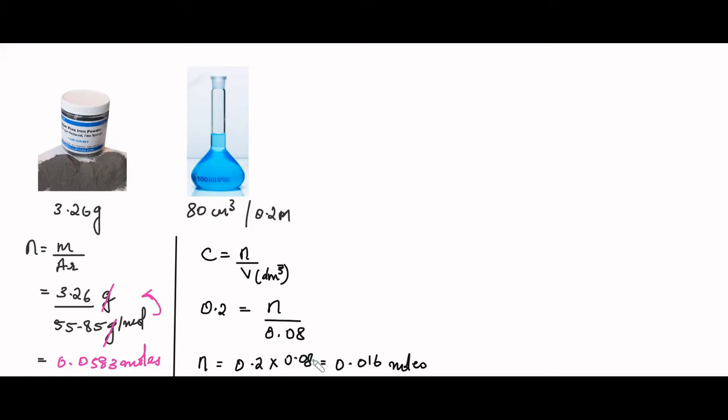Our next task is to find out which is the limiting reagent. In order to find that, let's take the ratio between these two. Let's take it like this: iron is to copper sulfate. For this calculation, we need the balanced chemical equation, so I'm just rewriting the balanced chemical equation once again.